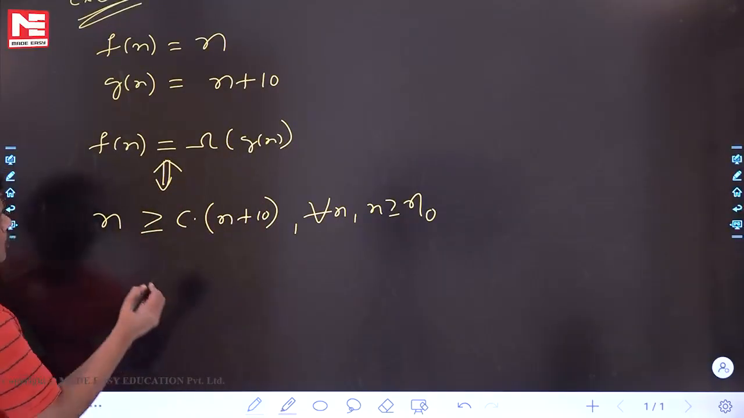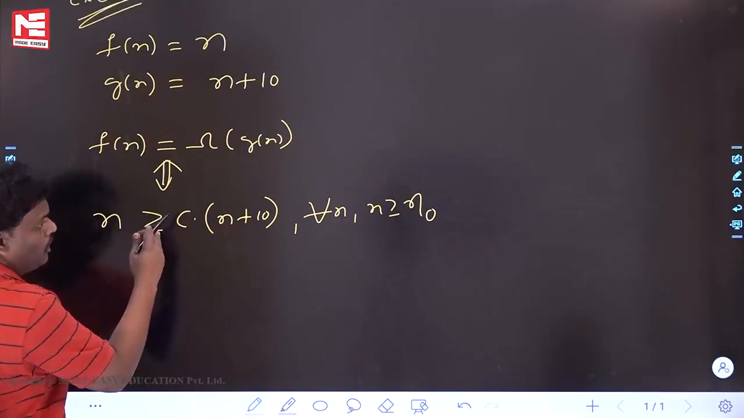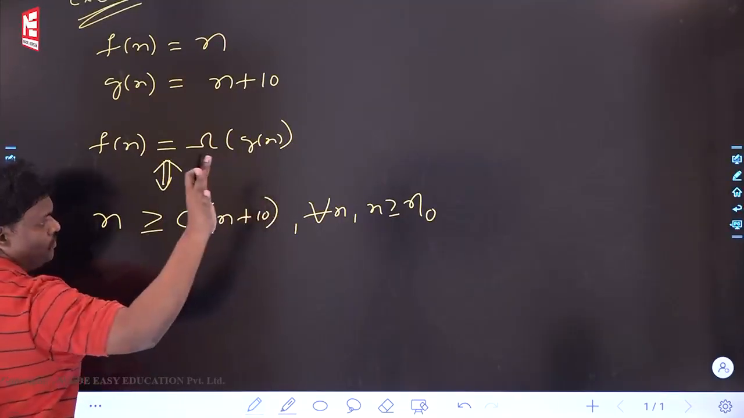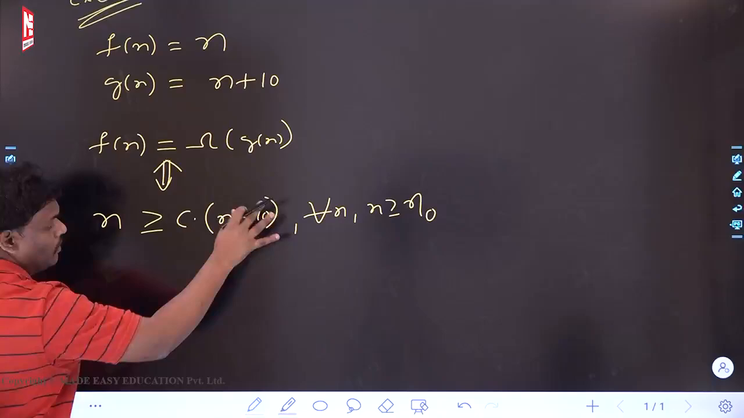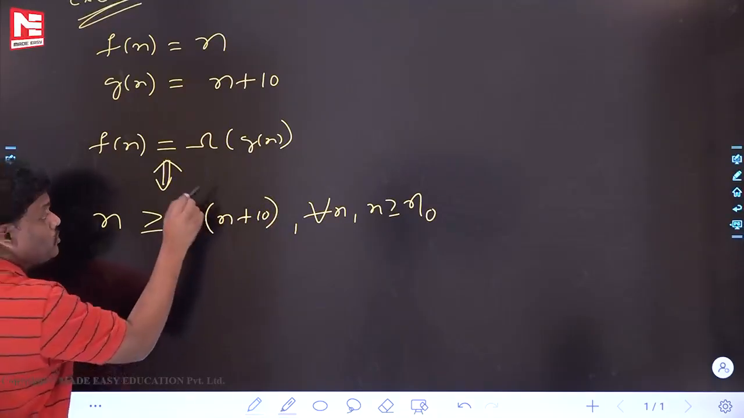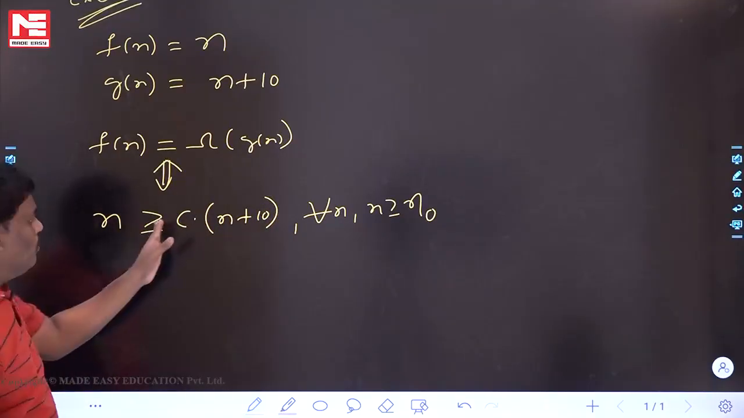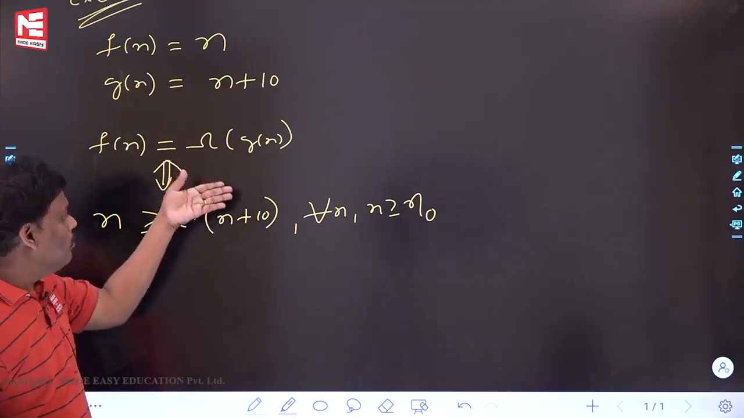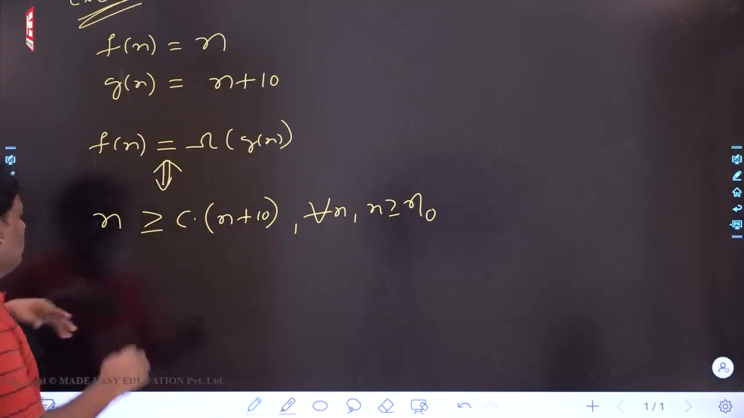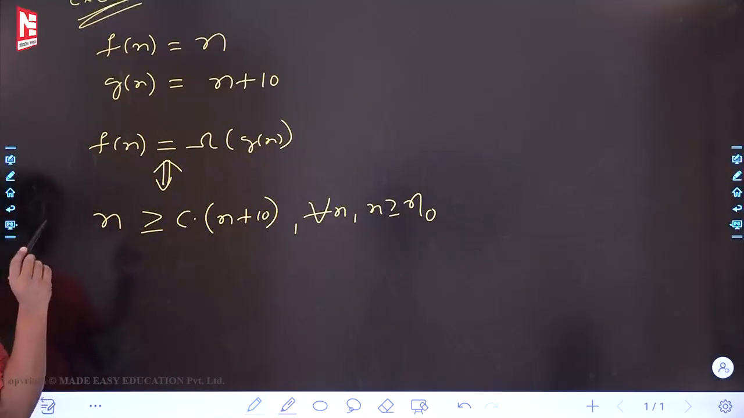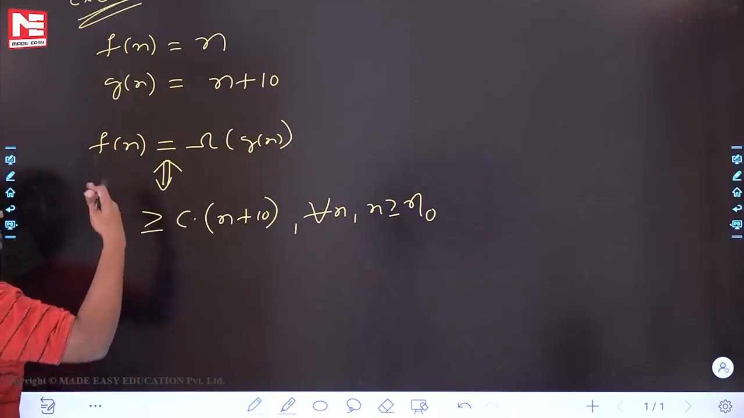Can you help me with one small line now? What is the meaning of big O? Big O means right side greater. What is the meaning of omega? Omega means right side smaller, which is nothing but the left side is bigger. In the case of big O, right is bigger.